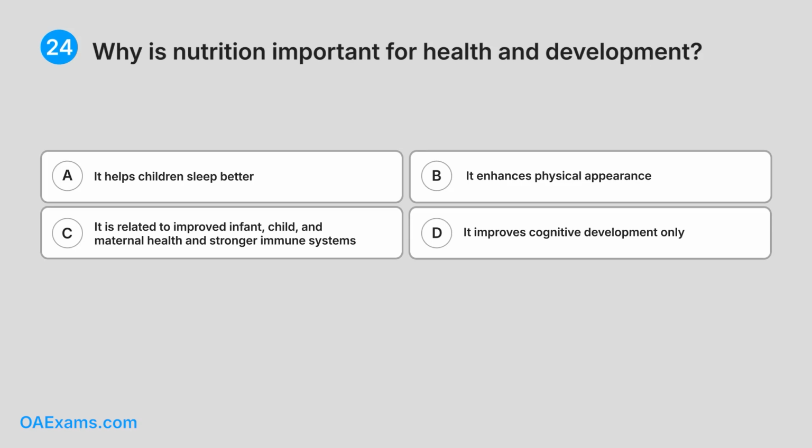24. Why is nutrition important for health and development? A. It helps children sleep better. B. It enhances physical appearance. C. It is related to improved infant, child, and maternal health and stronger immune systems. D. It improves cognitive development only. Do you know the answer?